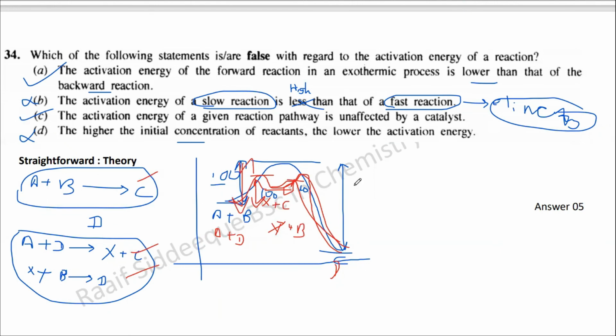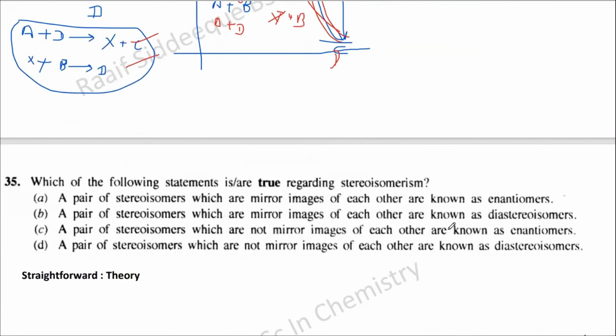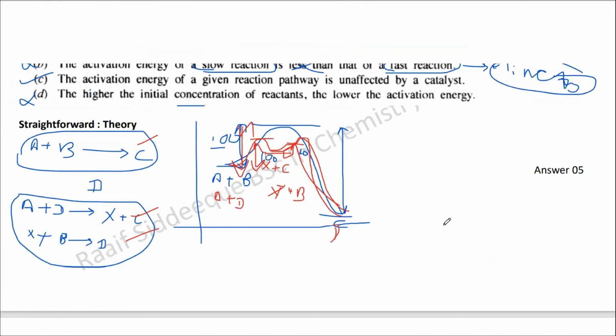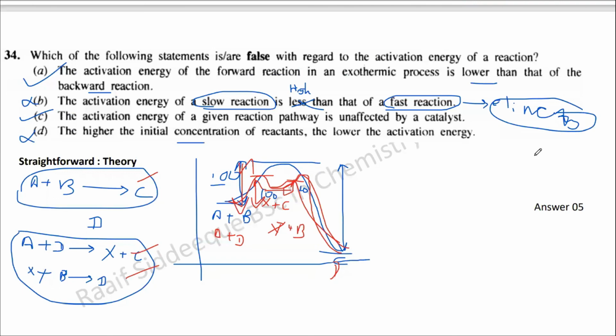C is correct here. So A and C are correct. So basically the answer is 5. These are very important determinations.